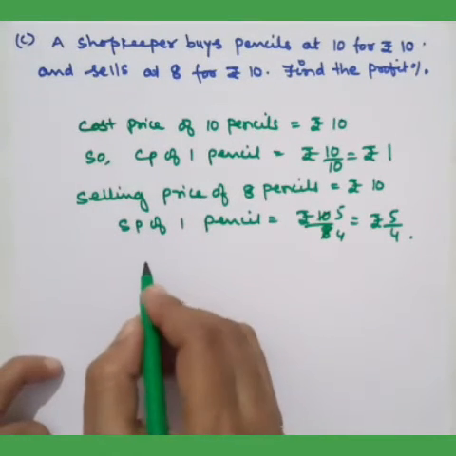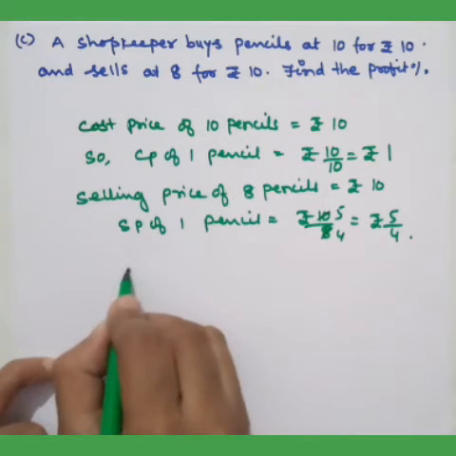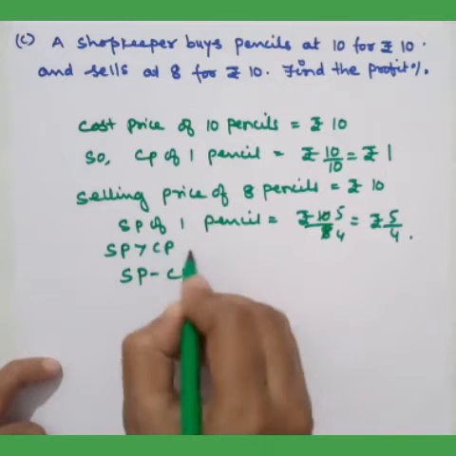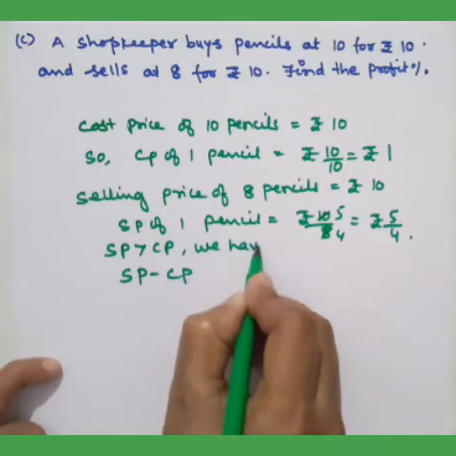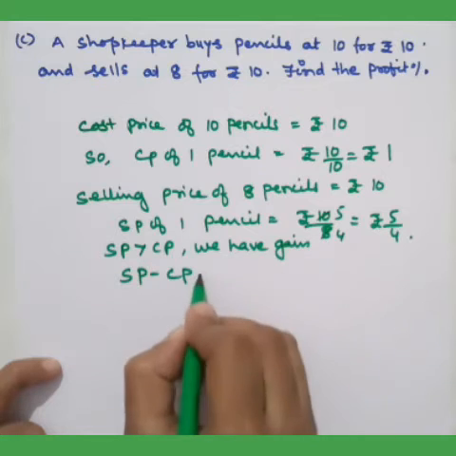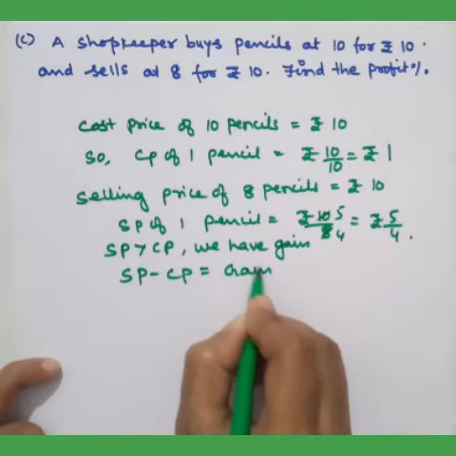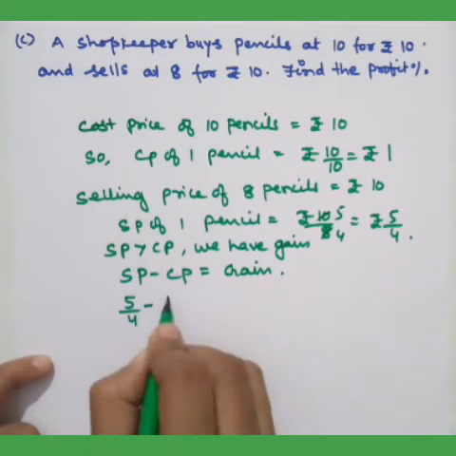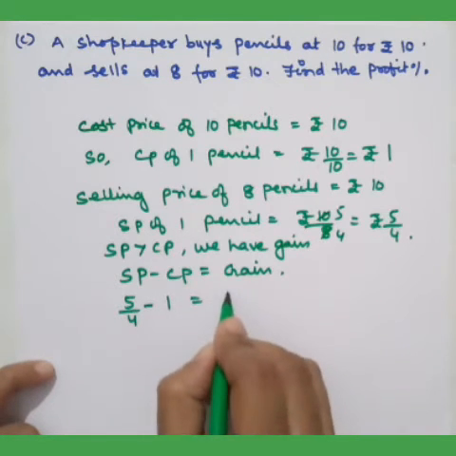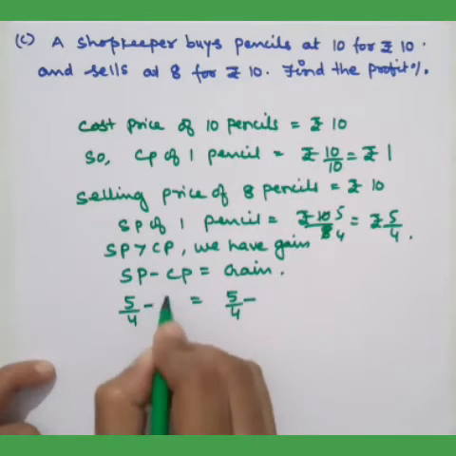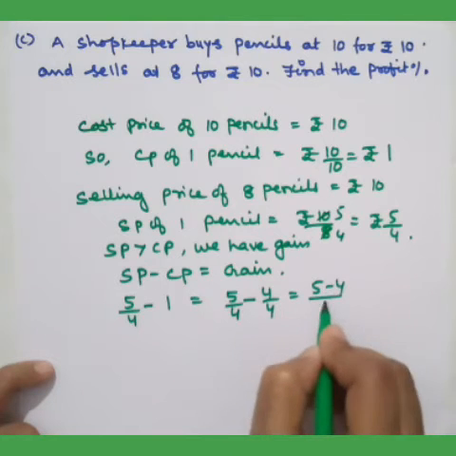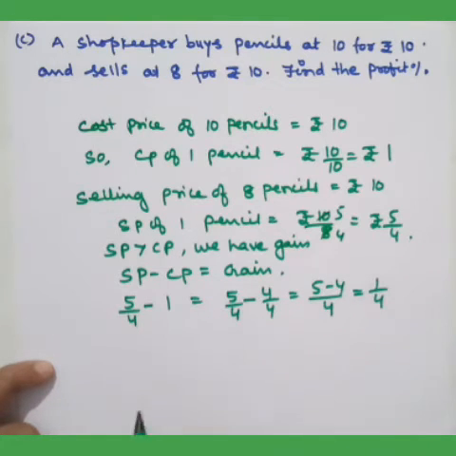So SP minus CP will give you your profit. Since SP is greater than CP, we have profit, we have gain, and SP minus CP will give you the gain. Okay. Now what is your SP? SP is 5 by 4. And what is your CP? That is 1. So this will be equal to 5 by 4 minus 1, which can be written as 4 by 4 for finding out LCM. So 5 minus 4 by 4, that is equal to 1 by 4. So your gain is 1 by 4.